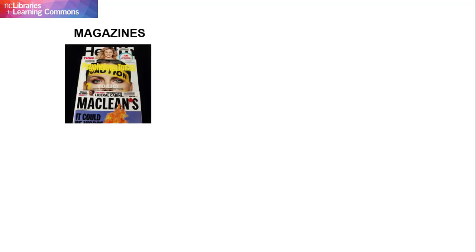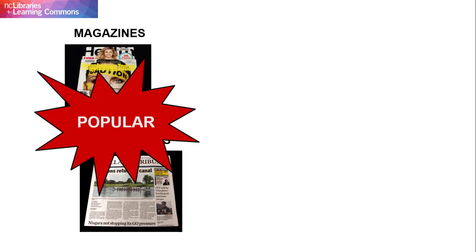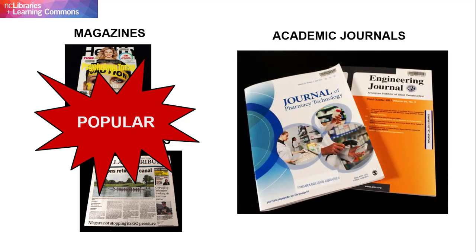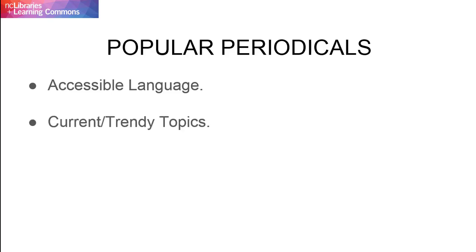Magazines and newspapers are considered to be popular periodicals, while academic journals are considered to be scholarly ones. Popular periodicals are written using language that is accessible to the majority of their readers. They contain articles on current events and/or trendy topics.